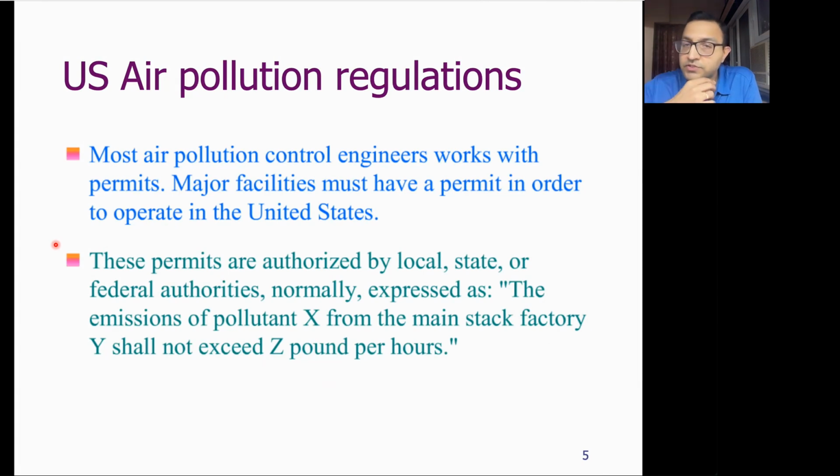So most air pollution control engineers work with permits. If you talk to engineers, a lot of what they do is permitting, because all major facilities must have a permit in order to operate in the United States. Any facility that's emitting, any kind of emitter, has to have a permit for that. And these permits are authorized by local agencies, by state agencies, or sometimes by federal authorities, and these are in a sense written as: the emissions of pollutant X from the main stack of factory Y shall not exceed Z pounds per hour. So it quantifies that a certain pollutant from a certain stack would not exceed a certain emission rate.